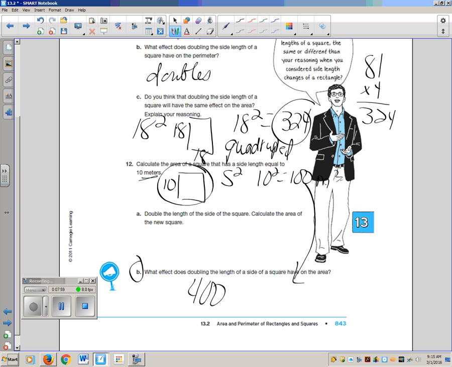What's the perimeter of this square? 4 times 10, that would give you 40. If I double the length, if I change that to 20, that would be 80.